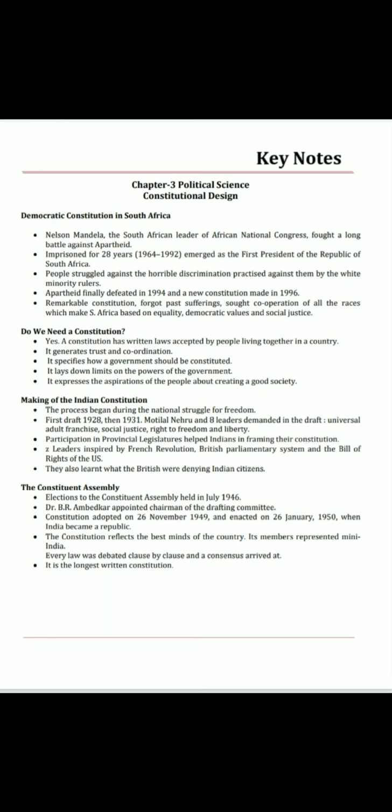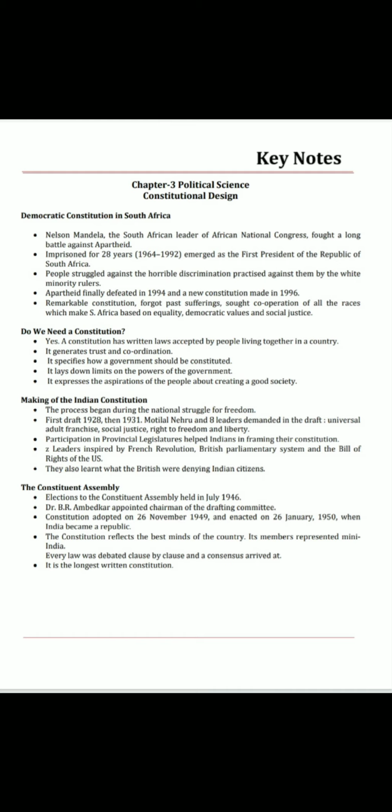And after that South Africa became, you can say, the ideal constitution. It made for itself the ideal constitution and thus became an ideal democratic country. Then later on we have seen what we mean by it, why do we need a constitution, what is the need of the constitution for any country.